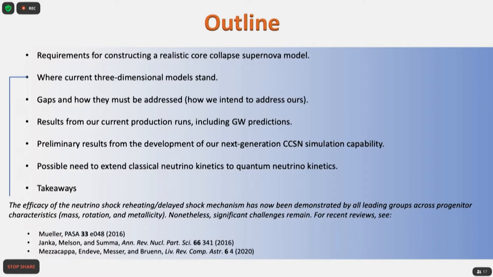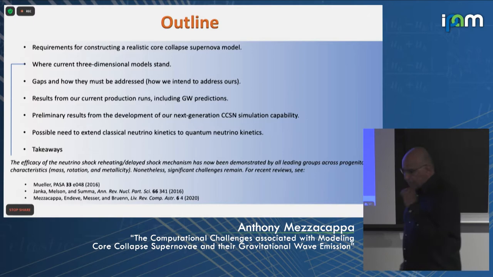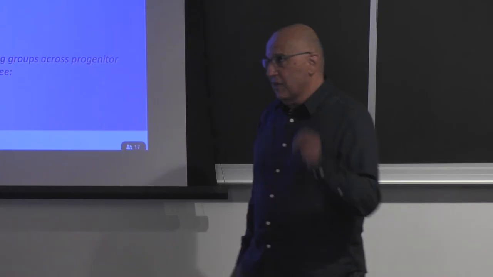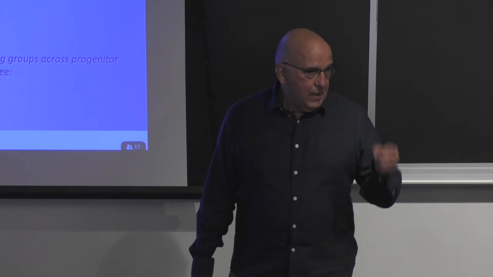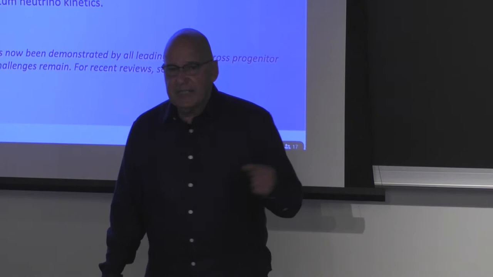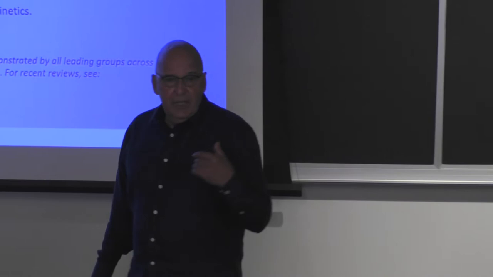And so let me just say something very positive here, which is really quite important. I know Kay will agree that with the current three-dimensional modeling, it's a good time to be a supernova modeler, because the three-dimensional sophisticated models we have across the leading groups in the world now have all demonstrated the efficacy of the neutrino shock reheating, delayed shock mechanism that was first discovered by Jim Wilson in 1982. So Jim was the pioneer and really set the stage for modeling. Since then, we still work within that neutrino shock reheating paradigm, which I'll talk about in depth.